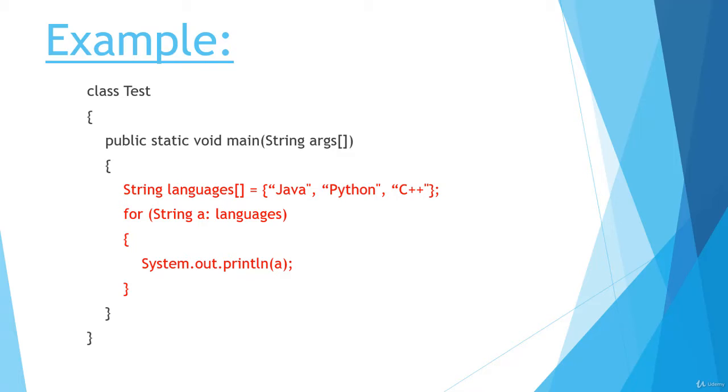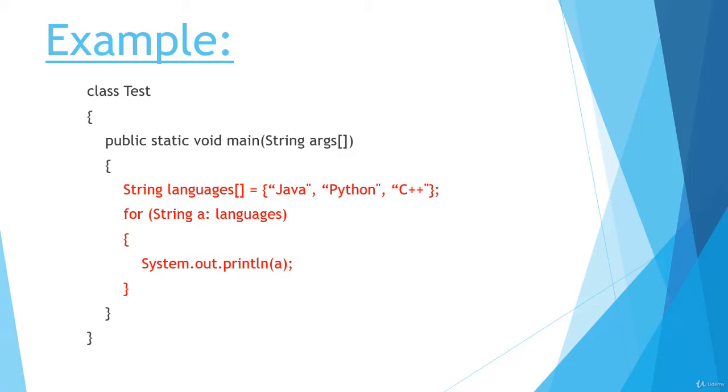The main thing is the for loop. Now you see that this for loop is a little different from the previous for loop. I type for, and within the parentheses I type String a : languages. At first it gets the first value from the array. The first element in the array is Java, so it takes Java and stores it in a. And inside the for loop we just type System.out.println(a), and it prints the value of a on the screen.